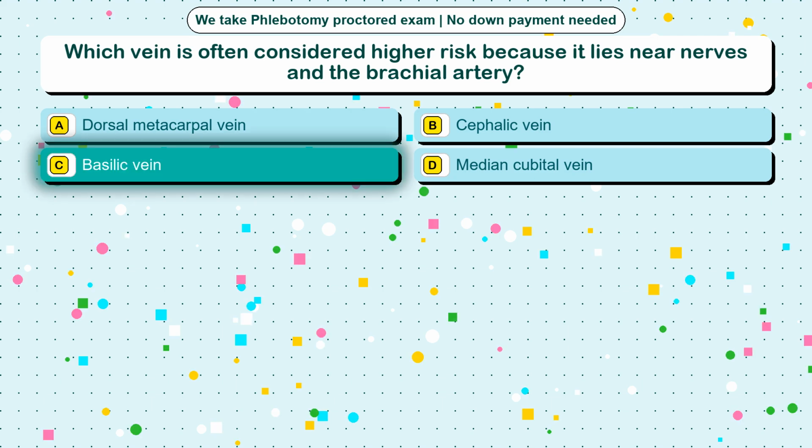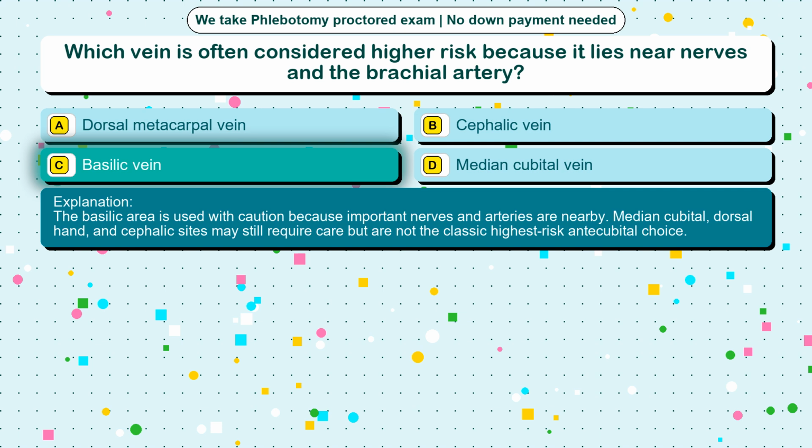The correct answer is option C. Basilic vein. The basilic area is used with caution because important nerves and arteries are nearby. Median cubital, dorsal hand, and cephalic sites may still require care but are not the classic highest-risk antecubital choice.